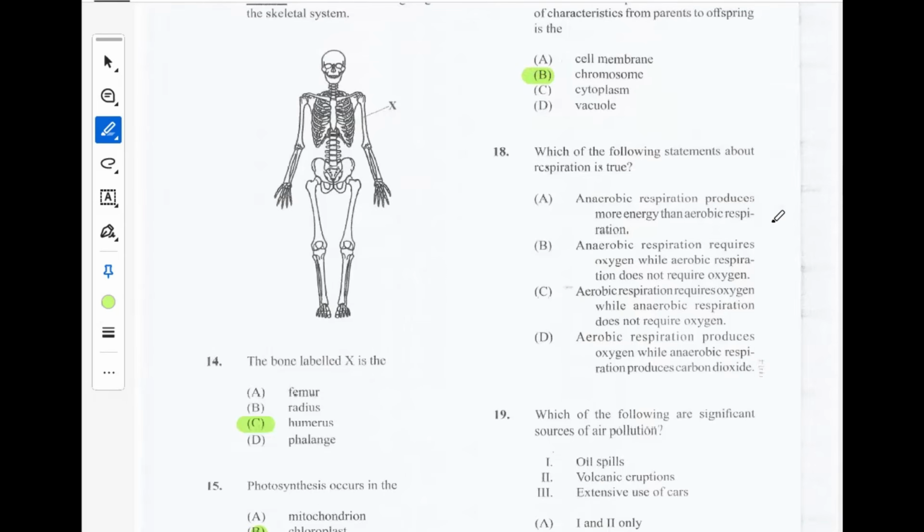Question 18. Which of the following statements about respiration is true? Anaerobic respiration produces more energy than aerobic. No. Anaerobic respiration requires oxygen. No. Aerobic respiration requires oxygen, while anaerobic respiration does not. Yes.